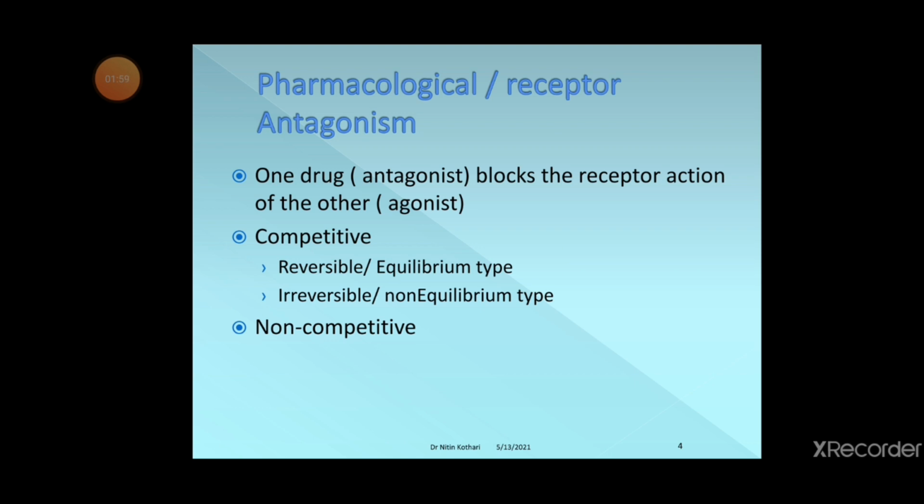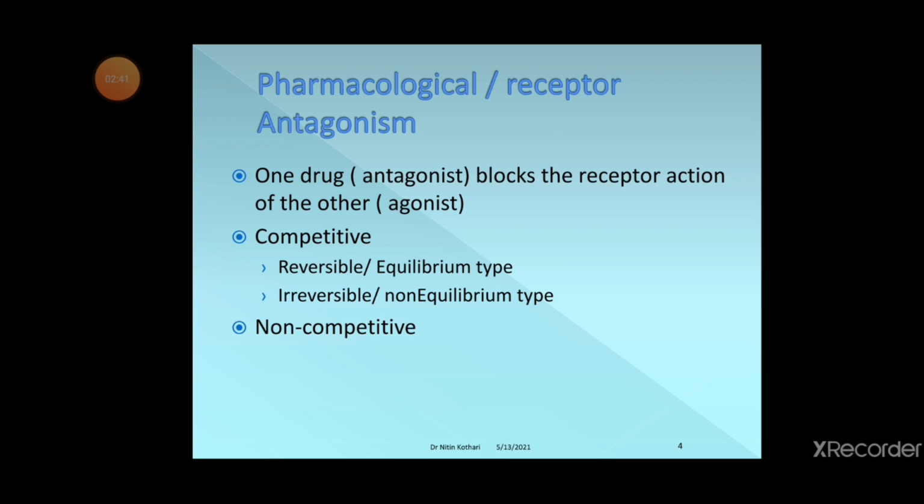This type of antagonism involves interaction at the site of the receptor. One drug blocks the receptor action of the other drug. The drug which blocks is termed the antagonist, and the drug whose action is blocked is the agonist drug. This pharmacodynamic antagonism can be classified into two groups. First group is competitive antagonism and second is non-competitive antagonism.